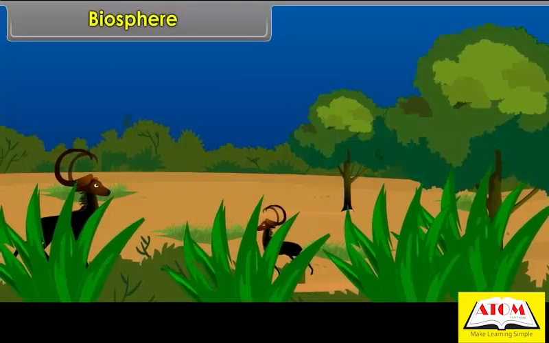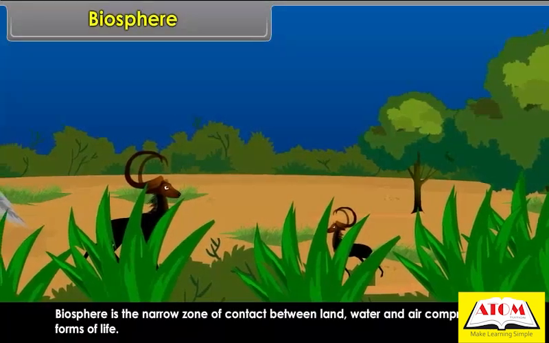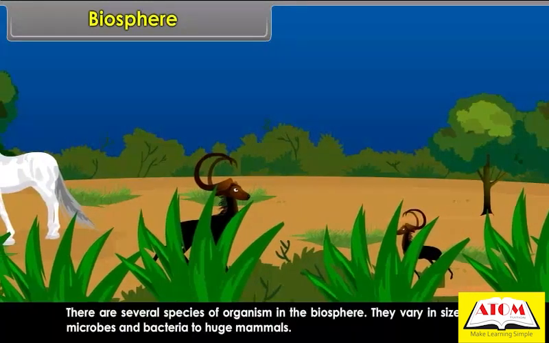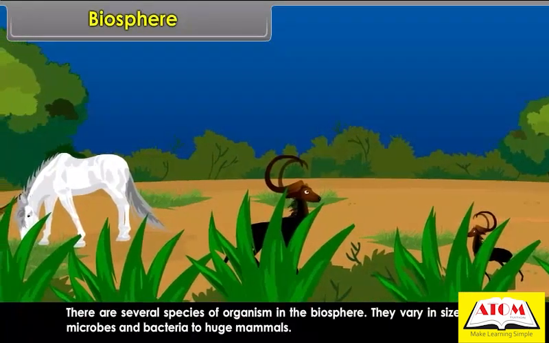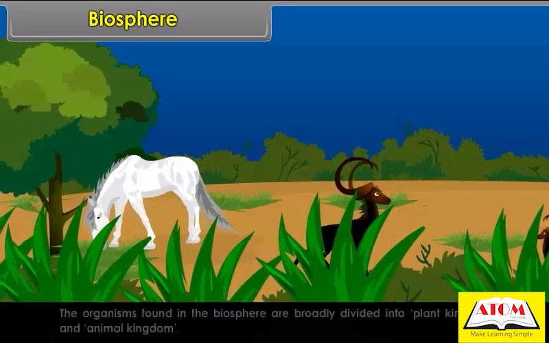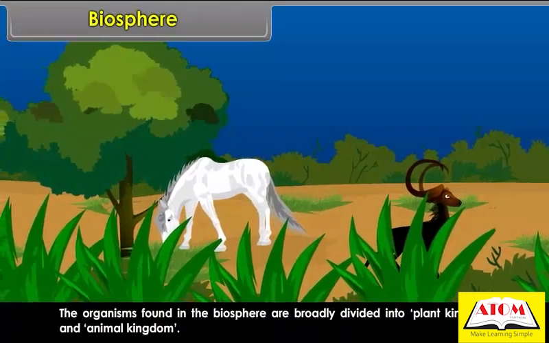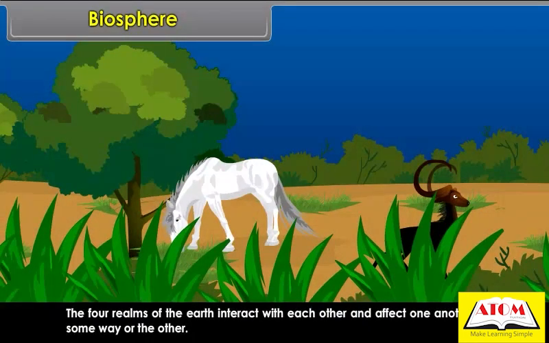Biosphere. The biosphere is the narrow zone of contact between land, water and air comprising all forms of life. There are several species of organisms in the biosphere. They vary in size from microbes and bacteria to huge mammals. The organisms found in the biosphere are broadly divided into the plant kingdom and animal kingdom. The 4 realms of the earth interact with each other and affect one another in some way or the other.